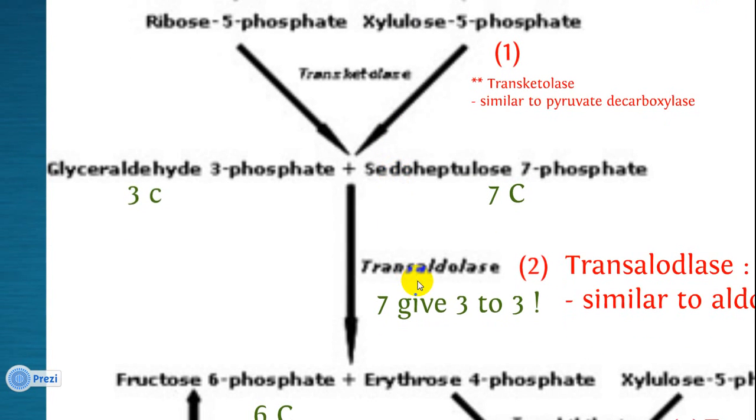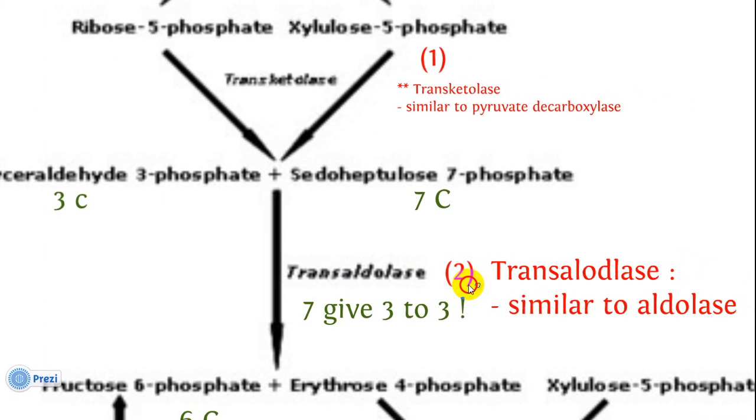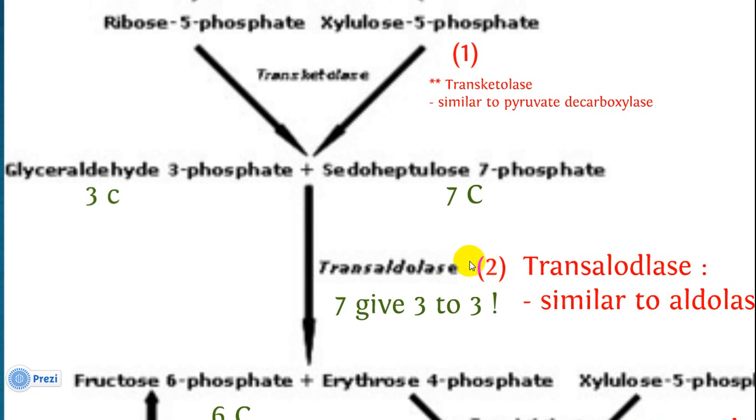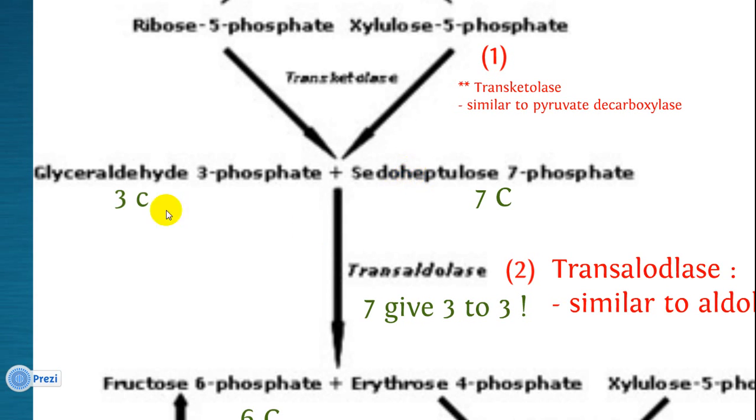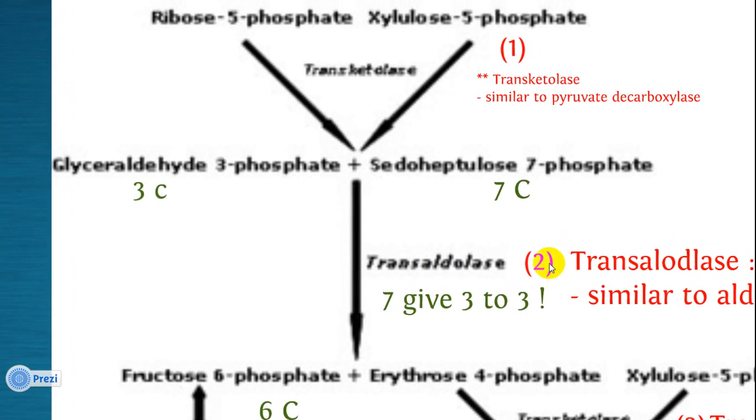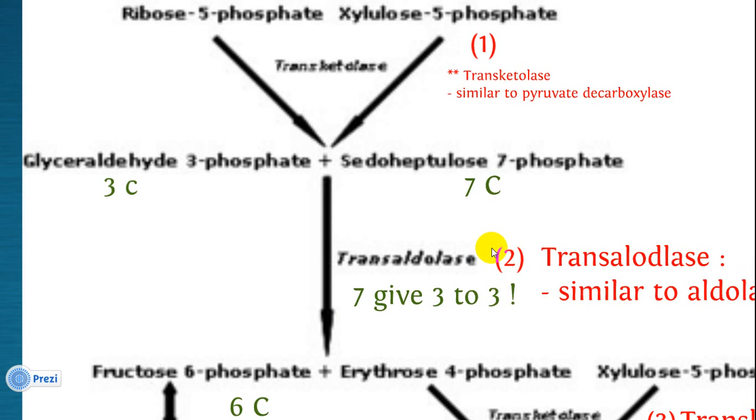The second reaction will be done by an enzyme called transaldolase. This enzyme is similar to aldolase. They love to ask you what the enzyme similar to transketolase is, and what the enzyme similar to transaldolase is. So remember this information. Now the transaldolase enzyme will work on those two sugars. It will move 3 carbon units. So remember, it's very important: the transketolase moves only 2 carbon units, the transaldolase moves 3 carbon units.